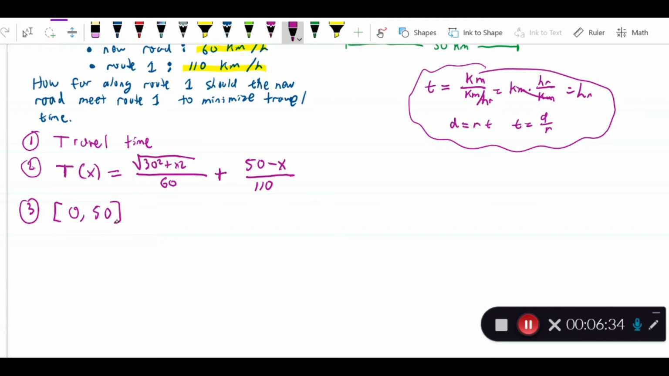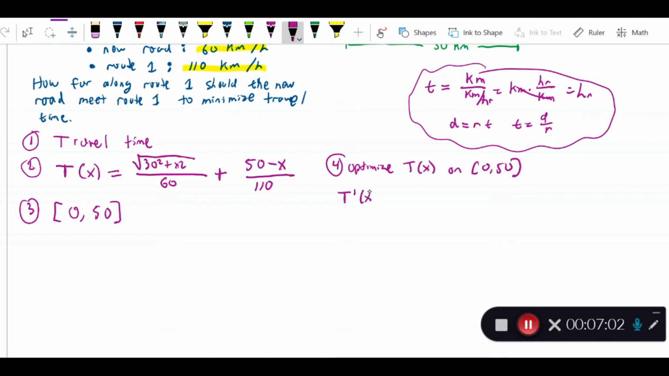So we're going to go through the optimization procedure. We're going to optimize T of x on the domain [0, 50]. So T of x, we already know what T of x is because it's written there. So let me get to writing what T prime of x is.